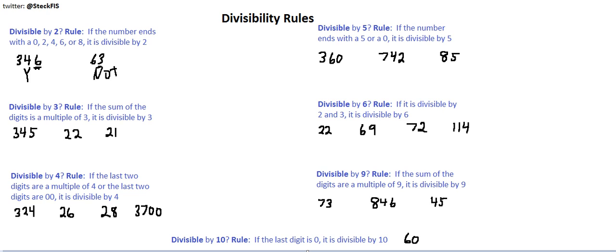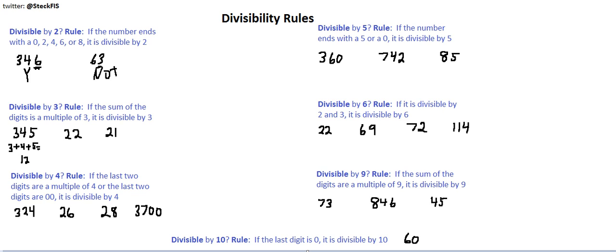All right, so now let's look at divisible by 3. The rule: if the sum of the digits is a multiple of 3, it is divisible by 3. So we take each of the digits here. We have a 3, a 4, and a 5, and we add all of those together. So that would be 3 plus 4 plus 5. 3 plus 4 is 7, plus 5 would equal 12.